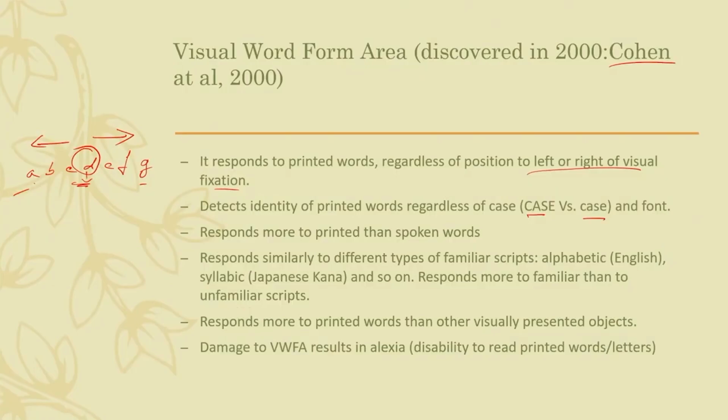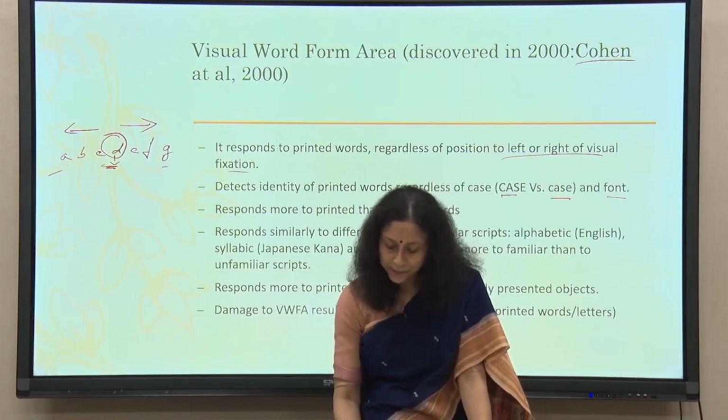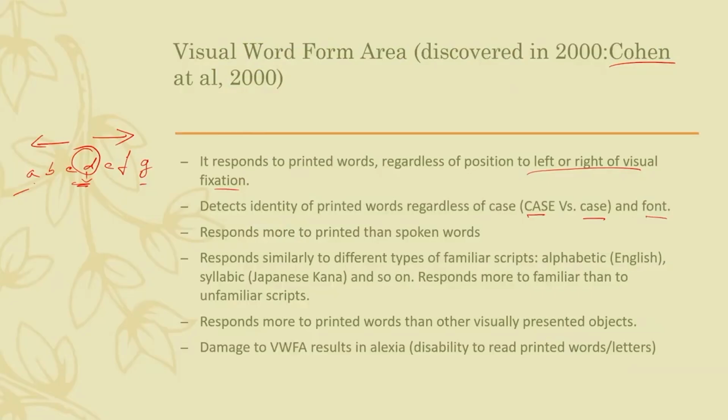So, the case is not a problem in this case, or whichever font the printed words are written in, it understands perfectly. This area has also been found to respond more to printed words than to spoken words. That is basically why it is called the visual word form area. It responds similarly to various different types of familiar scripts, whether alphabetic, syllabic, or any other kind of script.